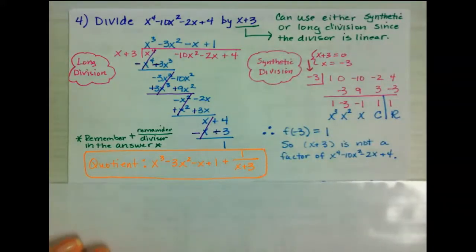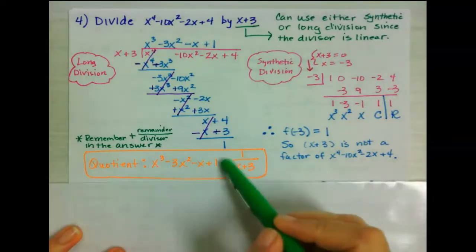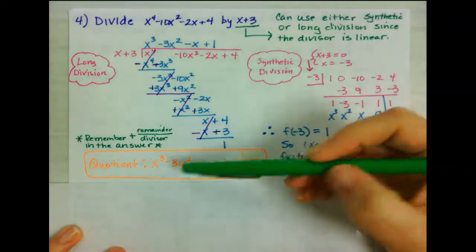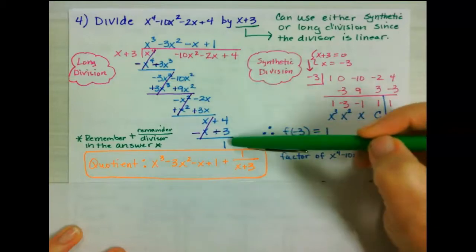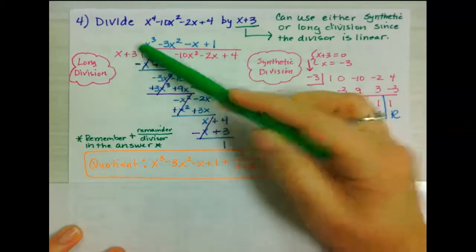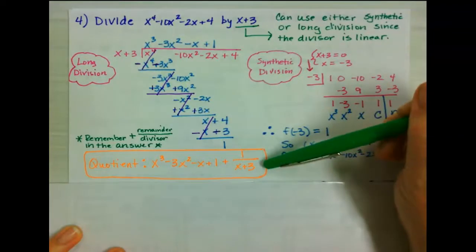Okay, so what does that mean? That means that my answer isn't going to just be a quotient that's a nice factor. It's going to have that remainder piece to it. So here's the quotient, which I got from the top, and then the remainder was 1, and the divisor was x plus 3, and that's what my remainder is going to look like.